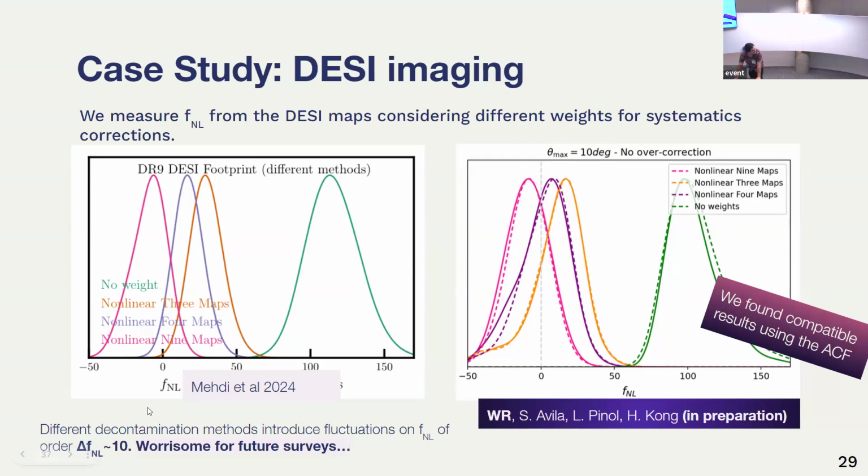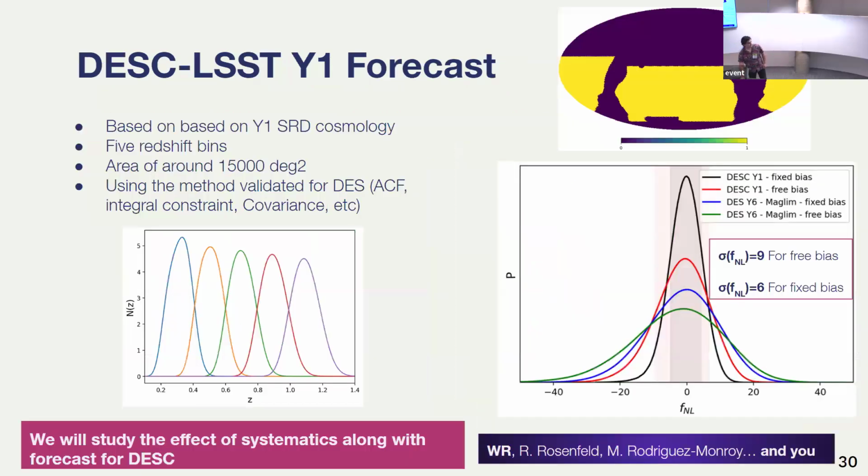But more interestingly, you can see that these different decontamination procedures introduce an error on FNL of around 10. So you already have some deviations imprinted by the decontamination on this FNL parameter, which could be worrisome for future surveys, such as LSST. Here we have the forecast for LSST-Y1 using the angular correlation function, essentially the same pipeline that we already validated for the DES.